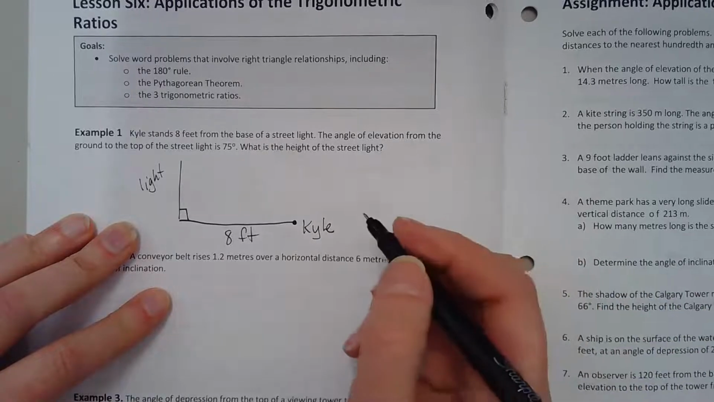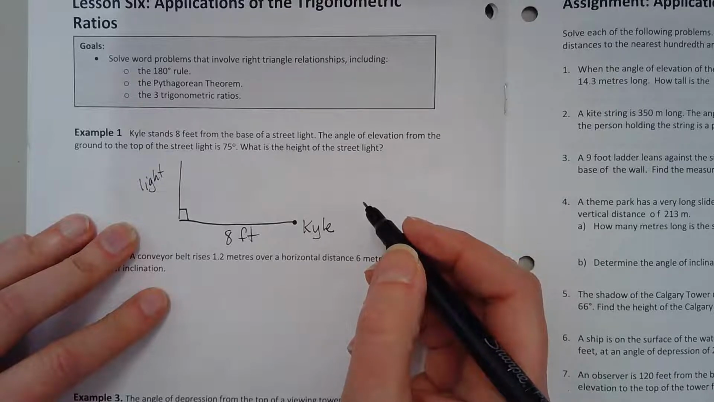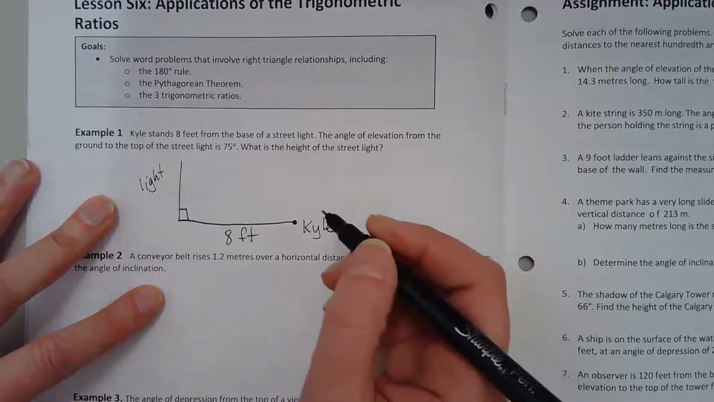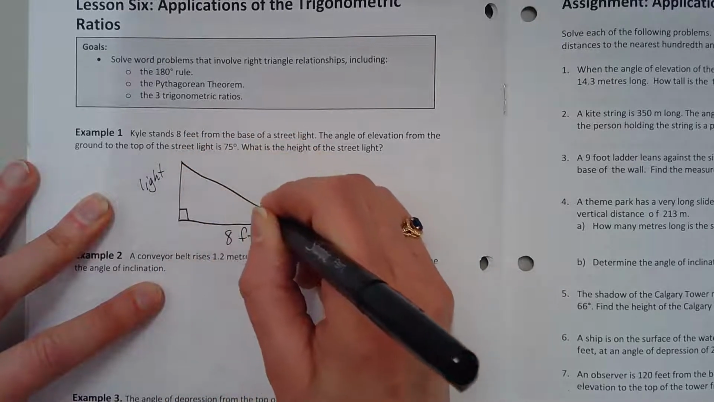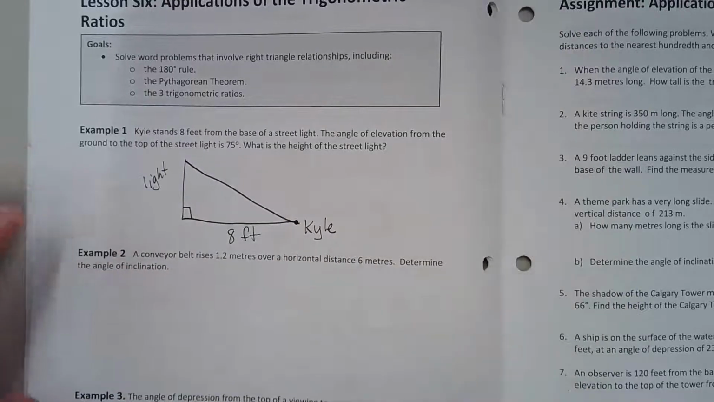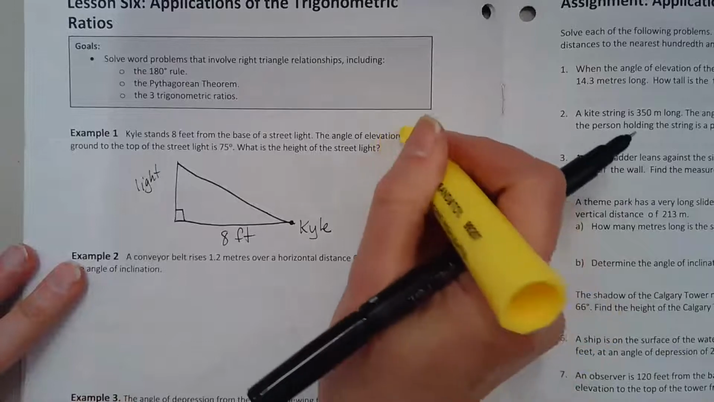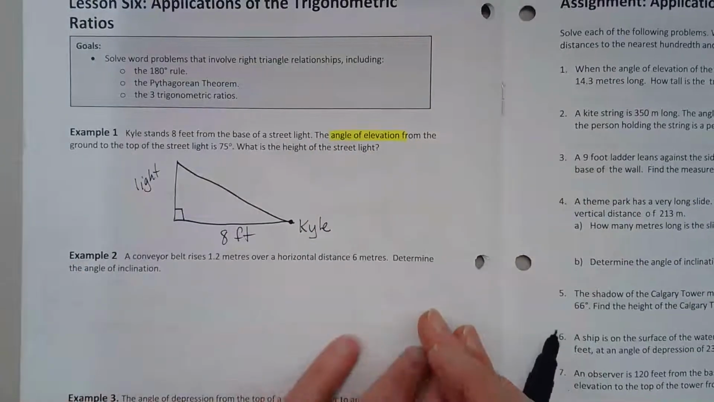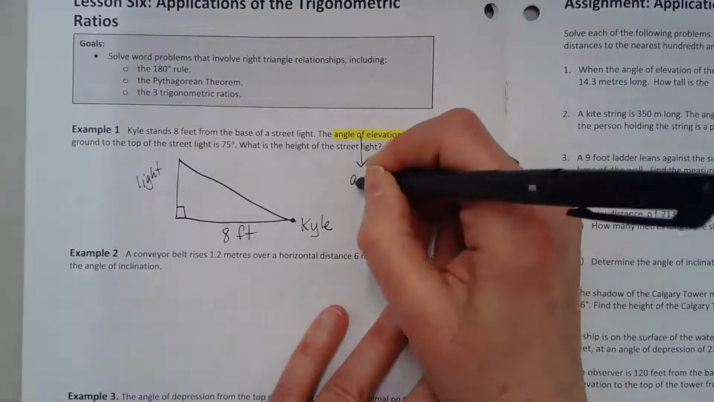The angle of elevation from the ground to the top of the streetlight is 75 degrees. All right, can you see the triangle forming? Here, this has got to be the third side. So here's our first new term today, you'll see this a lot in word problems: angles of elevation. Obviously, it's an angle measure.